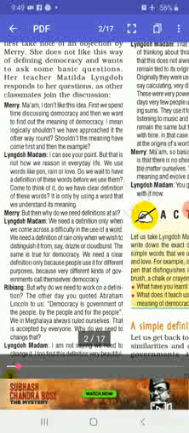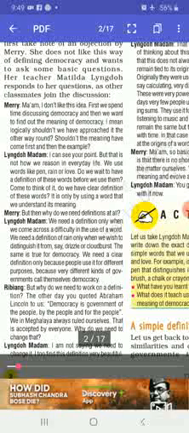The other day you quoted Abraham Lincoln to us: democracy is government of the people, by the people and for the people. We in Meghalaya also ruled ourselves. That is accepted by everyone. Why do we need to change that?